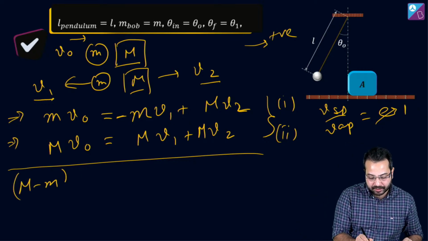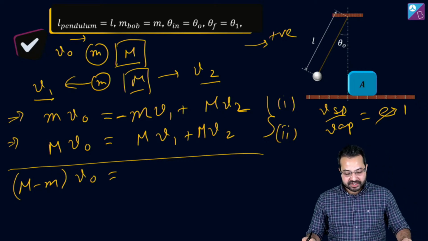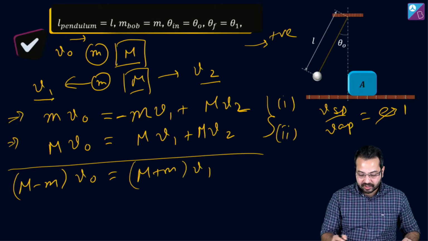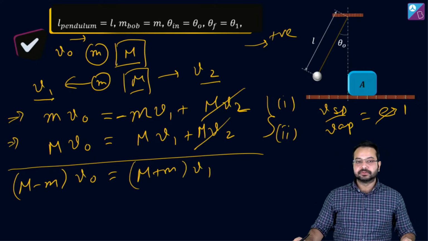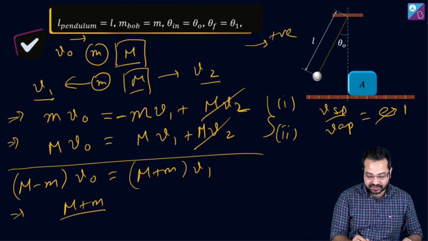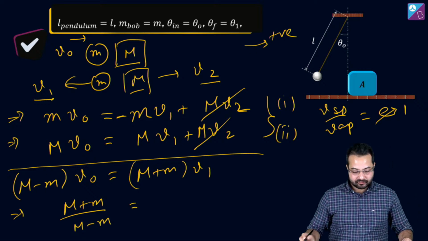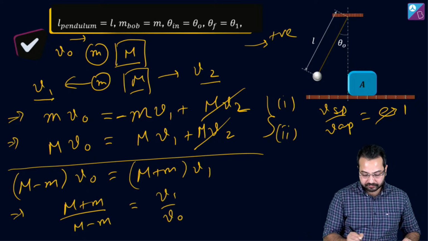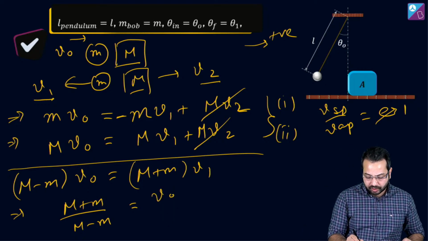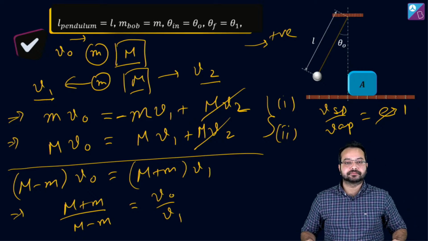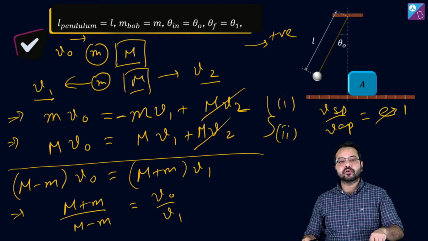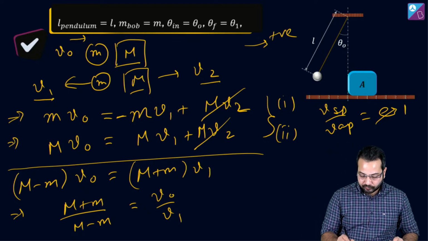So this becomes (capital M minus small m) into V0 is equal to (capital M plus small m) into V1, and this is going to get cancelled. So this becomes (capital M plus m) divided by (M minus m) is equal to V0 upon V1, I think I wrote it opposite. V0 upon V1. Is that correct? Okay, so this is what we have got, and then we have to calculate it for capital M.